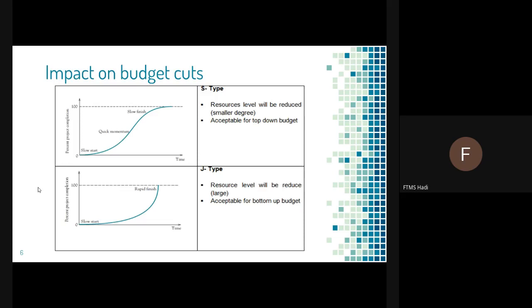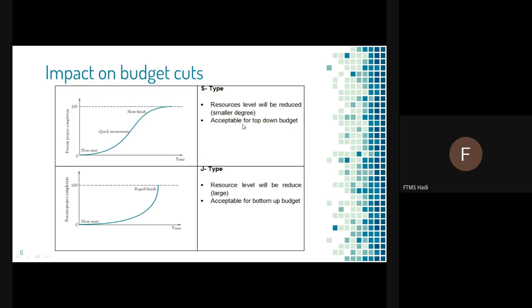Okay, S type is where there is a slow start, then quick momentum, and then a slow finish. But for J type, it is a slow start and, at the end, a rapid finish. So it depends; different projects have different types. For S type, the resource level will be reduced, which is a smaller degree and acceptable for top down.